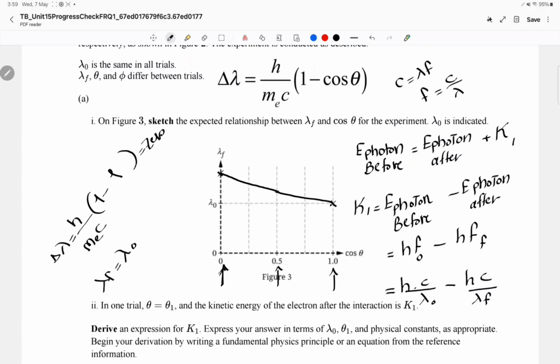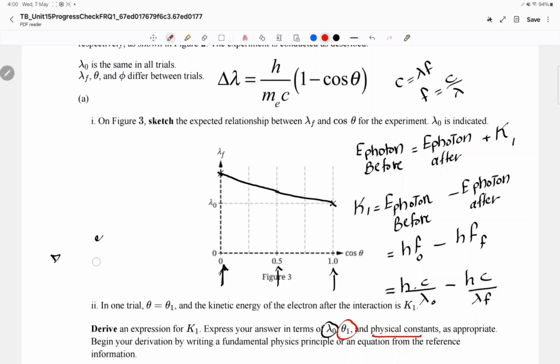Okay, now let's look at what they want. Express your answer in terms of lambda O, which I did, in terms of theta 1, which I did not, so not yet, you don't get points for it. And physical constants, which I did, because c and h are physical constants. So I have to further modify my equation to show theta 1. How would I do that?